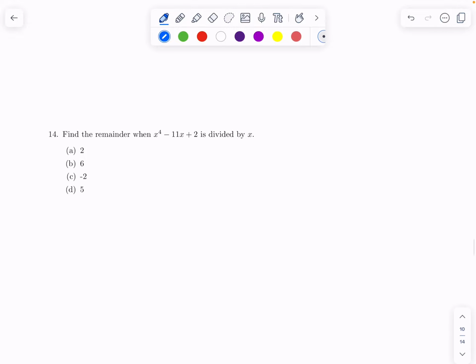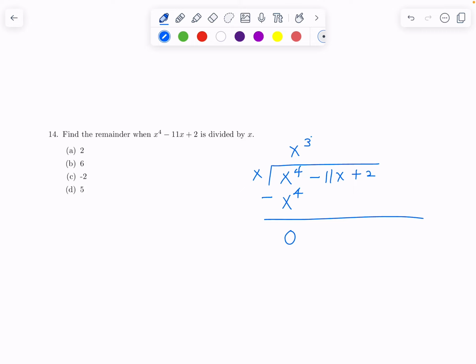Okay, find the remainder when this expression is divided by x. So what I want to do is a long division. X to the power of 4 minus 11x plus 2, divided by x. So x to the power of 4 divided by x is x to the power of 3. This x to the power of 3 times x is x to the power of 4. So I'm going to subtract. X to the power of 4 minus x to the power of 4 is 0. So I'm going to bring down the negative 11x and plus 2. So I have negative 11x plus 2.